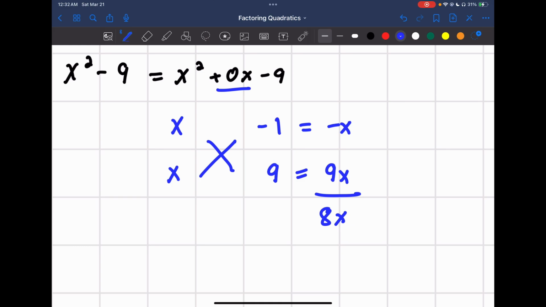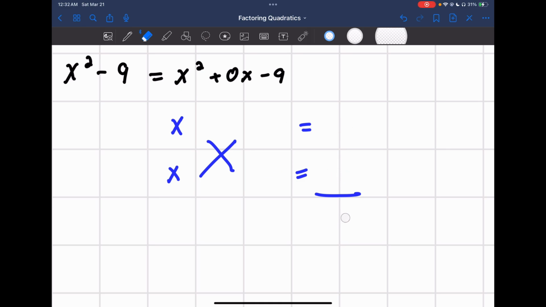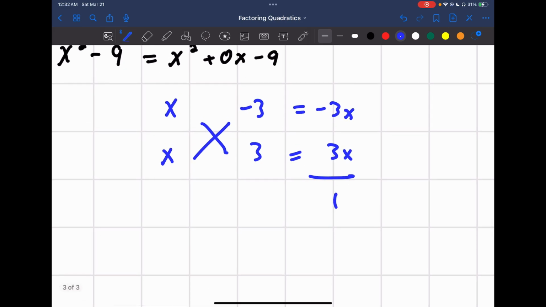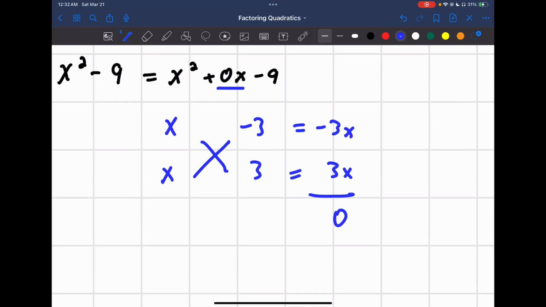Another thing we can try is minus 3 and 3, which gives us minus 3x and 3x, which is 0, and this is 0 as well. So we know that these will be factors. So this is equal to x minus 3 and x plus 3.